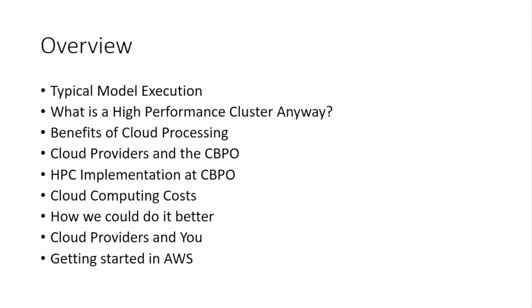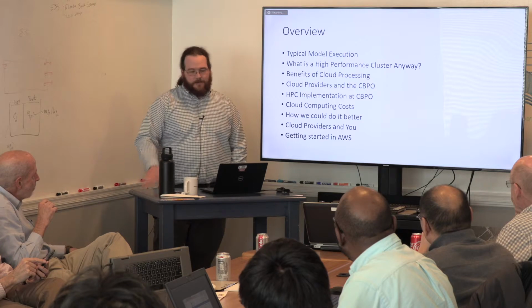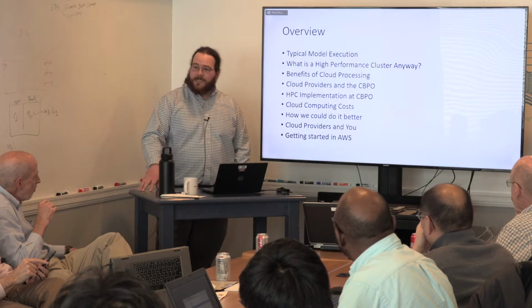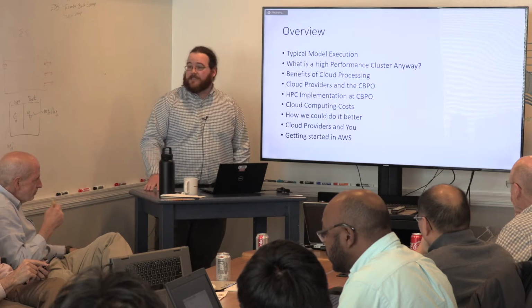also how we implemented our HPC architecture, and then take a probably too big a look at the costs of running things in the cloud because it is a little tricky. Then a generic look at what we could do to improve upon our 1.0 cloud infrastructure, and then a very brief look at whether or not the cloud is right for you, and how to get started in Amazon if that's something you want to get into.